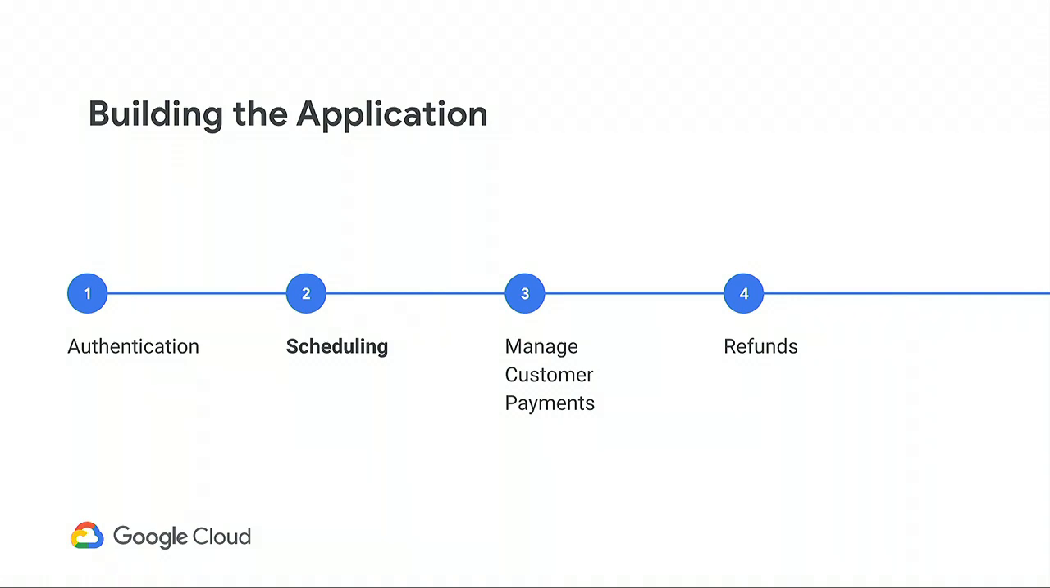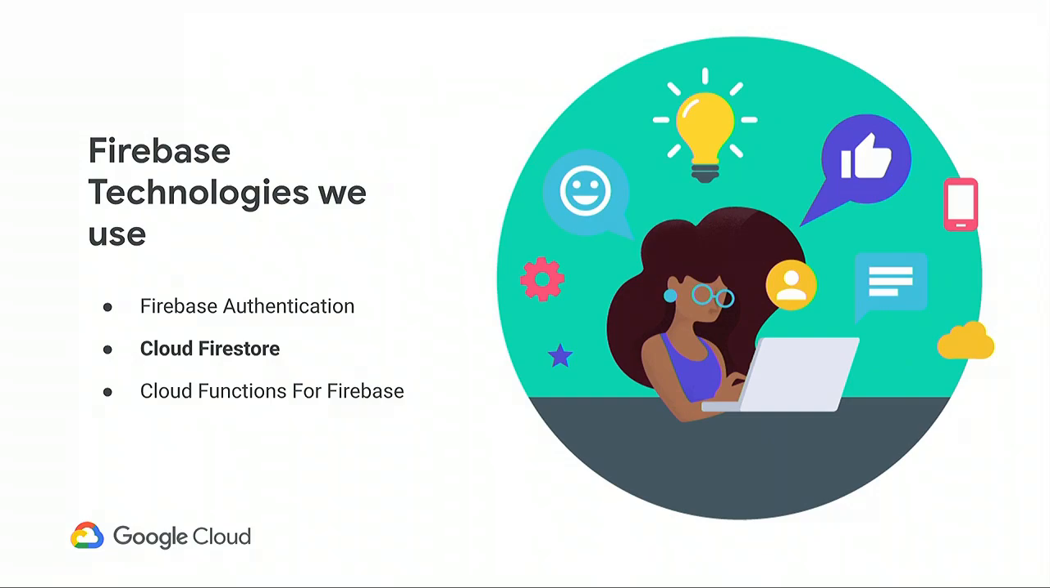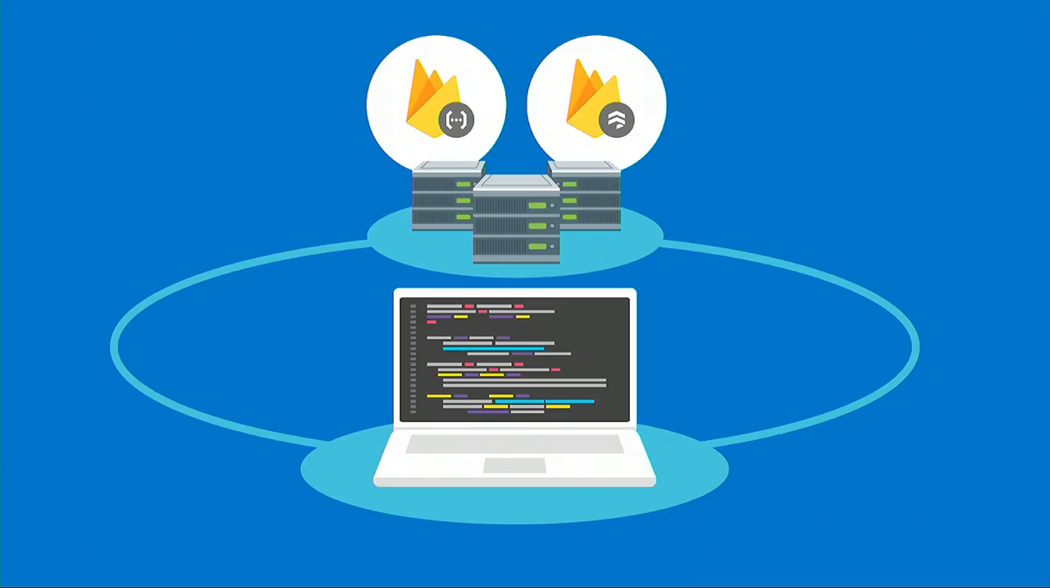Our next step is going to be scheduling. And we need to store that scheduling information somewhere so that our customers can see their scheduling information. We need to be able to see all of it so we can figure out where to send the flowers. So in this case, we are going to use Cloud Firestore to store all of our data. So Cloud Firestore is a database in the cloud that is built as part of the Firebase service.